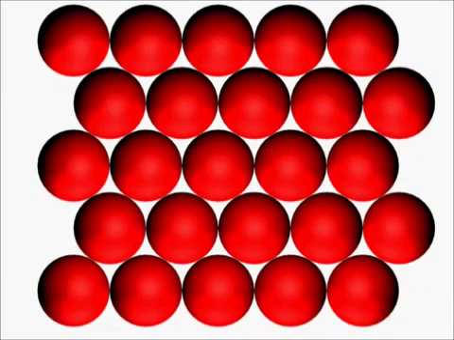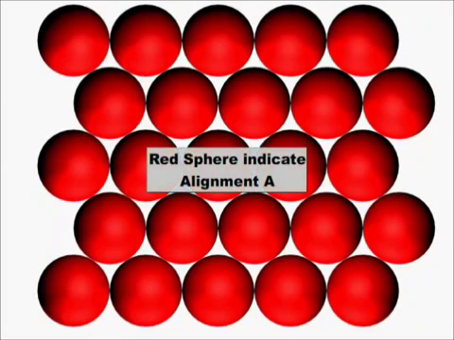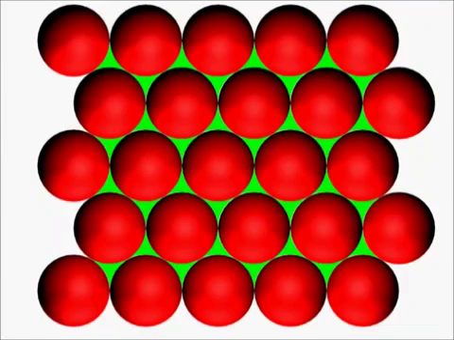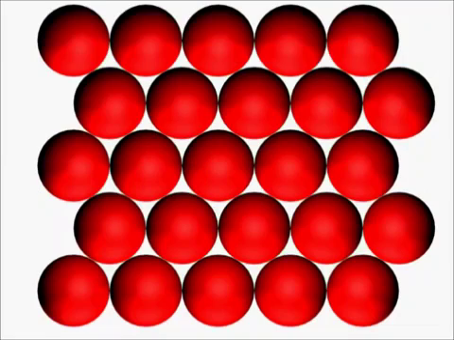The first layer contains red colored spheres indicating the alignment of the layer. This alignment is called A. These are the void spaces of the layer. We have to place a layer on top of this layer. For efficient packing, we will have to place the second layer in such a way that the spheres are exactly over the triangular voids of the first layer. Only these triangular voids can be covered.